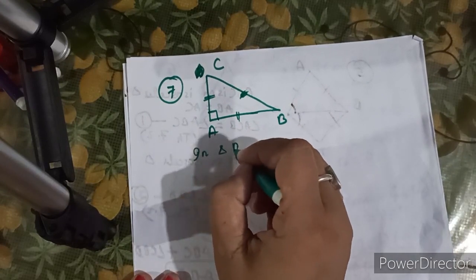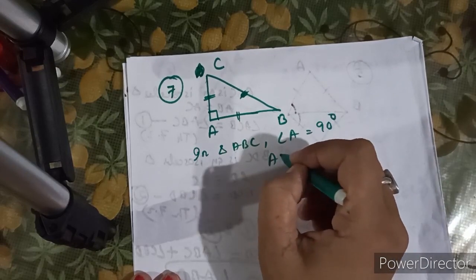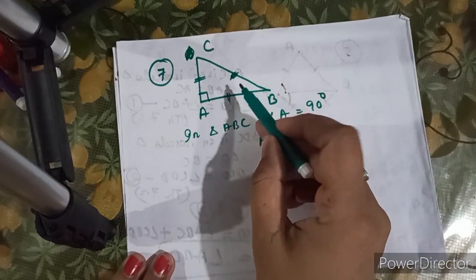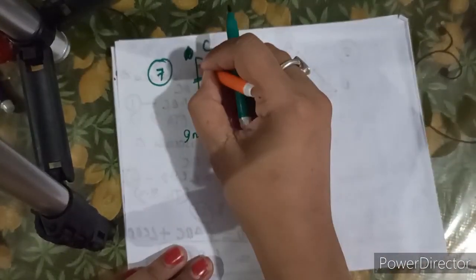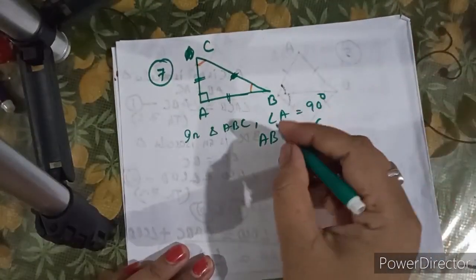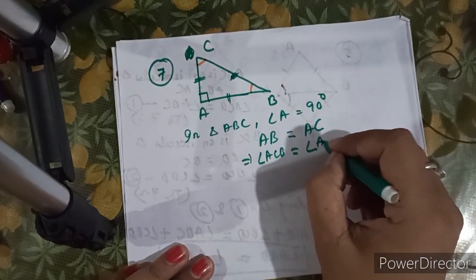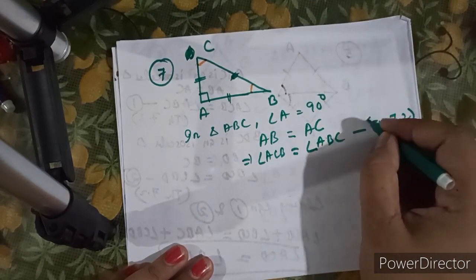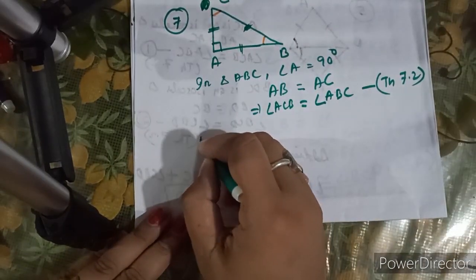So in triangle ABC, your angle A is given as 90 degrees and side AB is equal to side AC, isn't it? So the angle opposite to side AB will be what? The angle opposite to AB is ACB, and the angle opposite to side AC will be ABC. So I can write angle ACB is equal to angle ABC by theorem 7.2.